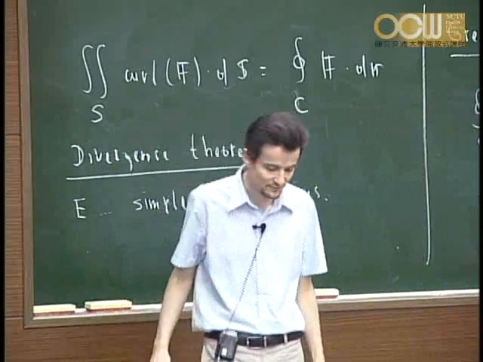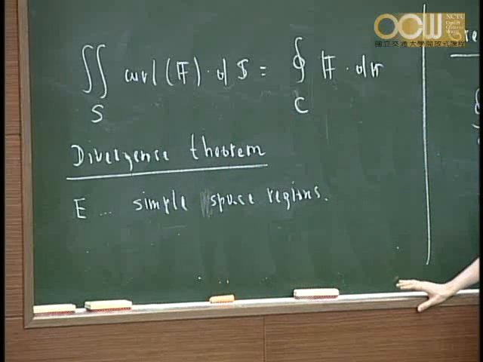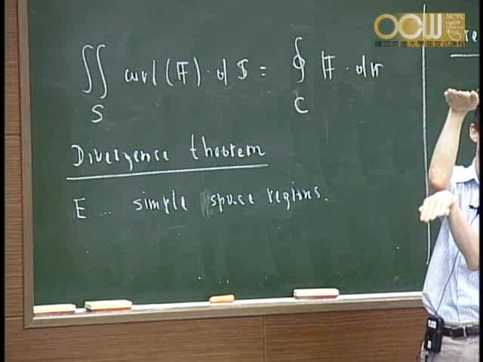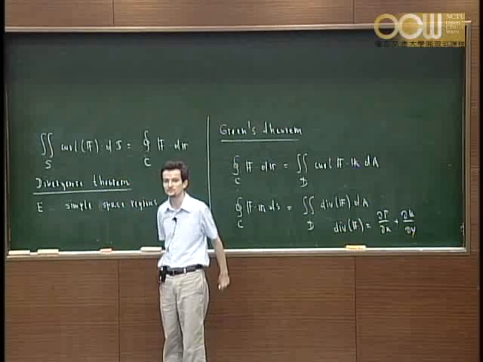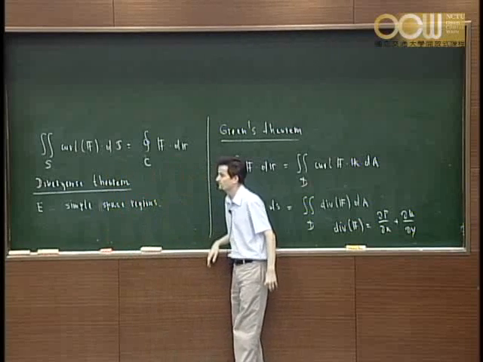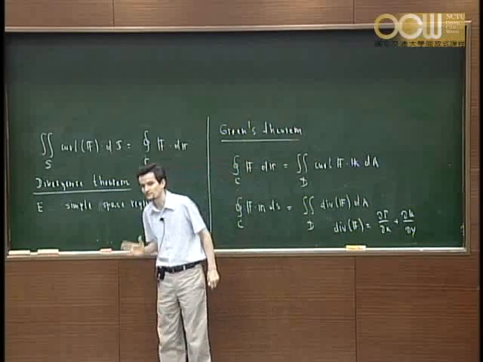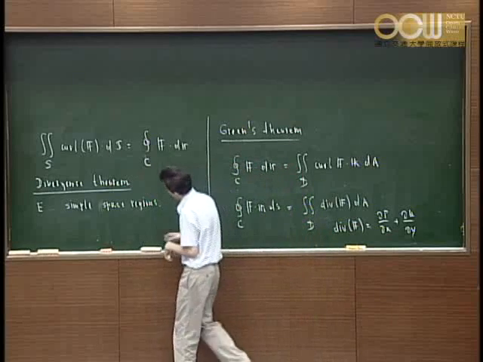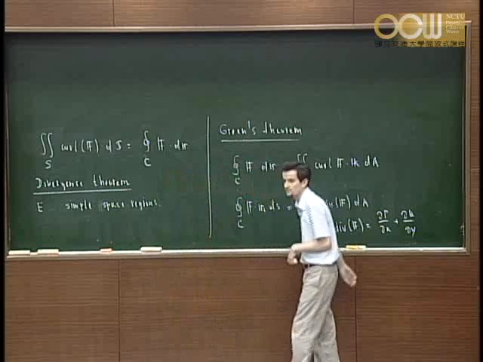So this means it's a space region where, no matter how you look in the z direction, you have two boundaries which you can describe by a function of two variables. If you look in the y direction, you have two faces which you can describe by a function of two variables, and the same in the x direction, roughly speaking. For simplicity, you can just think about the box. So E, for instance, is a box.